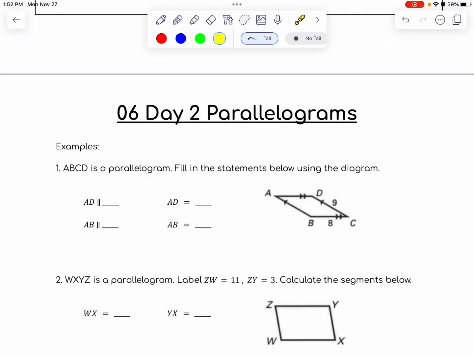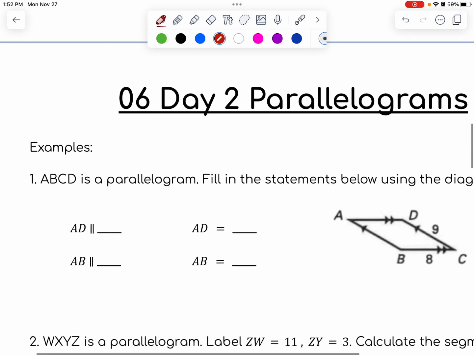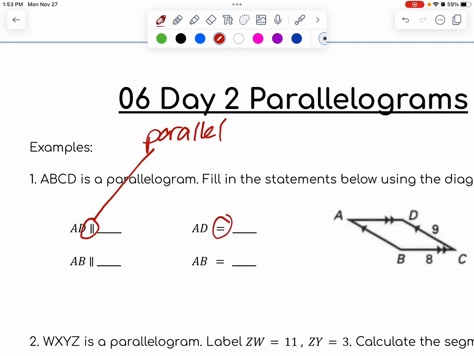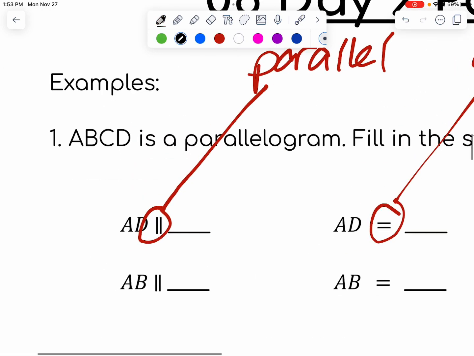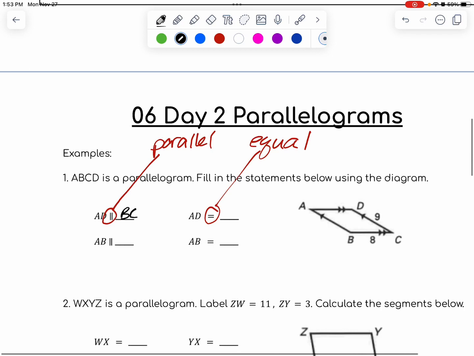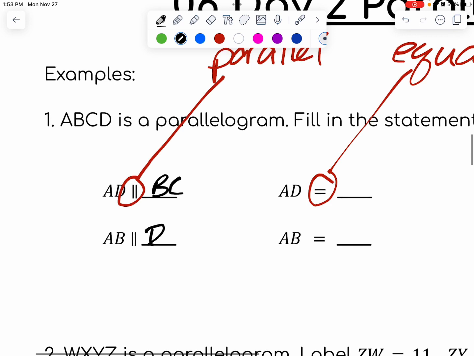All right. Be very careful on this page because this symbol right here means parallel. This symbol right here means equal. So these are different. These are asking different things, okay? This one says, what is AD parallel to? Well, here's AD. What is it parallel to? This one, BC. Okay, so I'm going to put BC. It's 2 letters. BC. What is AB parallel to? So parallel, that's a symbol. AB is right here. What side is it parallel to? It is parallel to DC. See those train tracks? So I'm going to write DC.